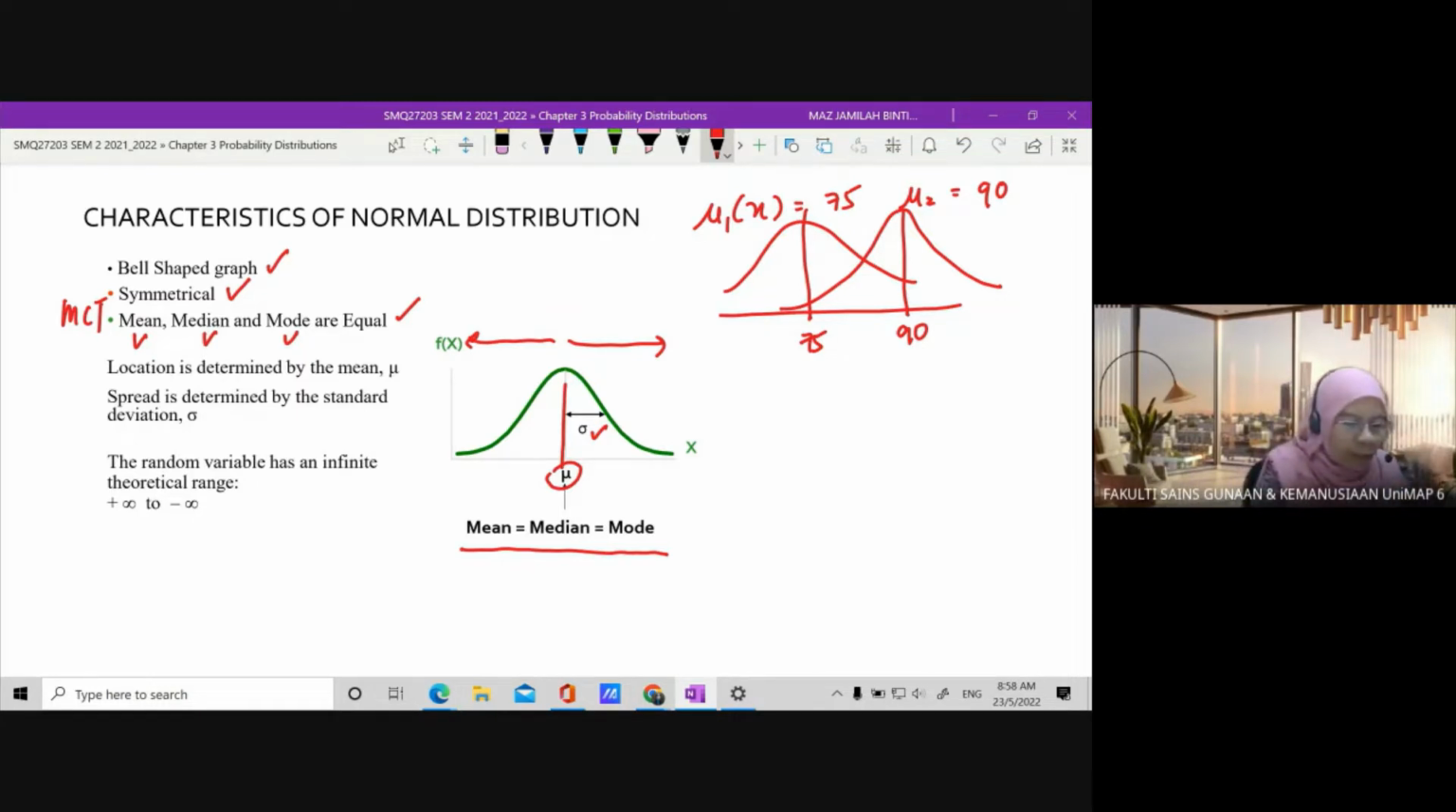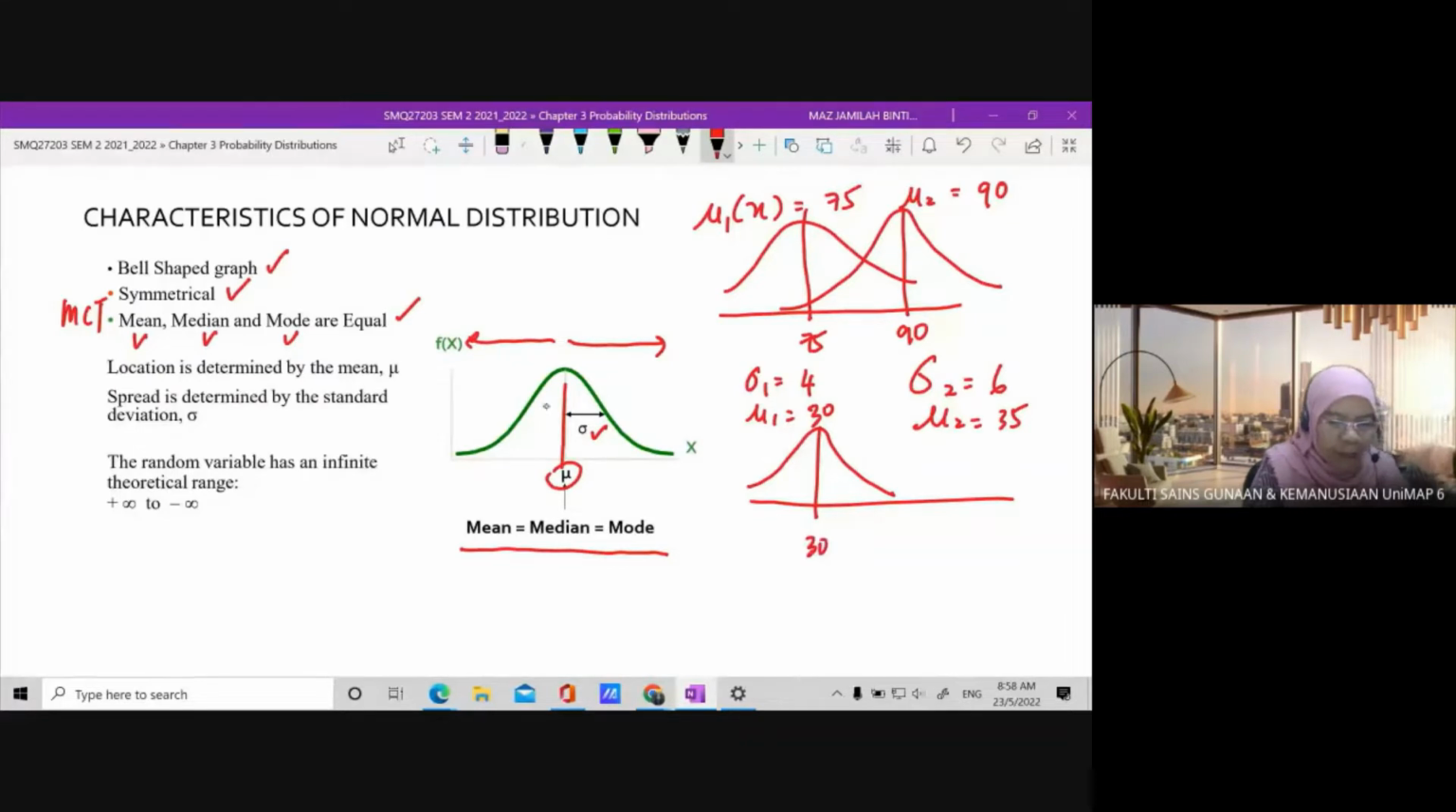So if, let's say, you have sigma 1 equal to maybe 4 and sigma 2 equal to maybe 6. If you plot them, where mu1 is equal to, for example, 30, and mu2 is somewhere 35. So let's say this is the distribution of the first one. The mean is 30 and the spread is 4. And you have the second one. The mean is 35.